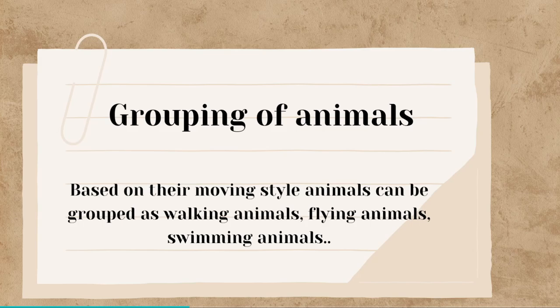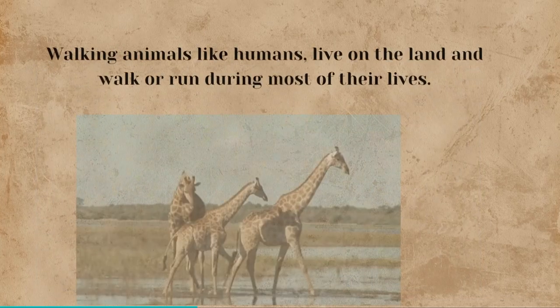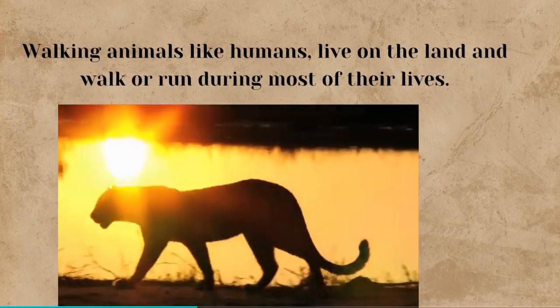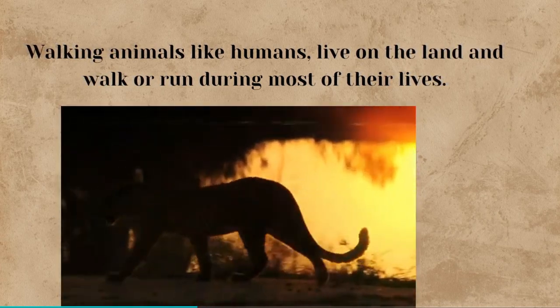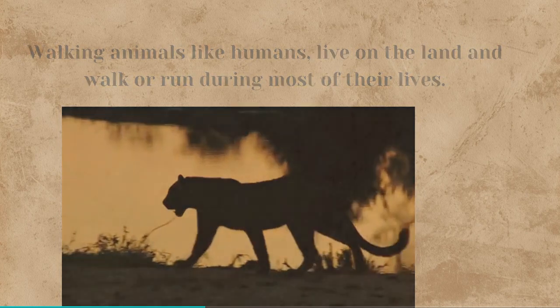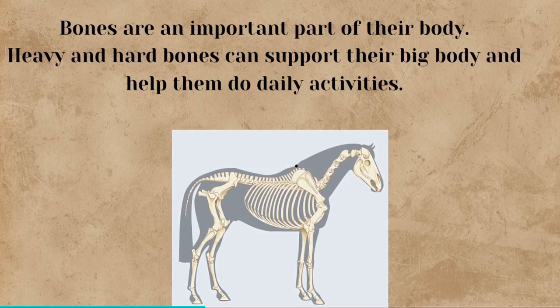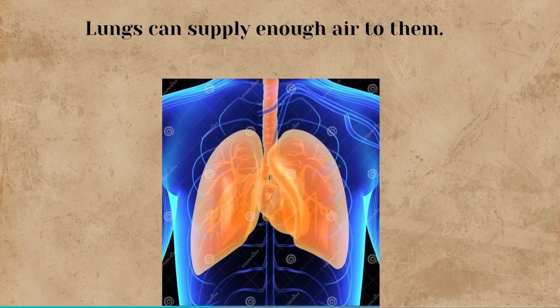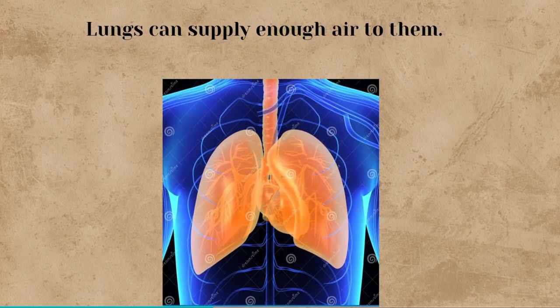Based on their moving style, animals can be grouped as walking animals, flying animals, swimming animals, etc. Walking animals, like humans, live on the land, and walk or run during most of their lives. Bones are an important part of their body, and they are heavy and hard, which can support their big body, and also help them to do their daily activities. Lungs supply enough air to them.